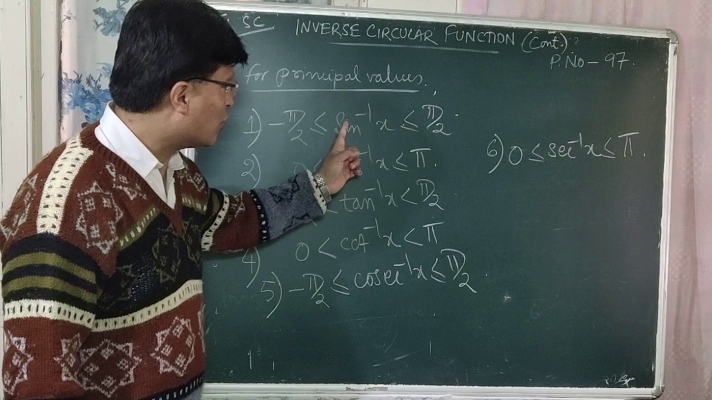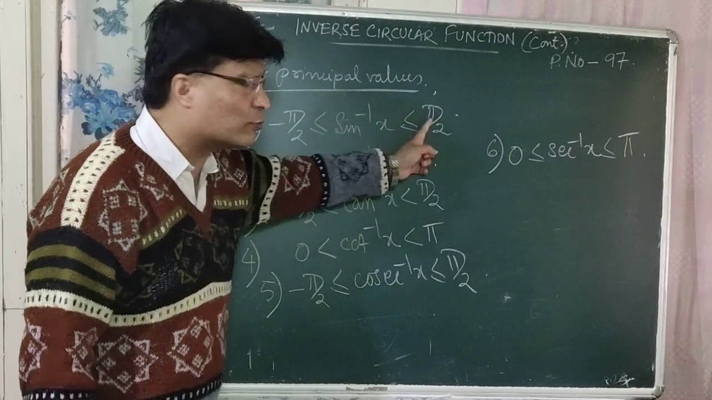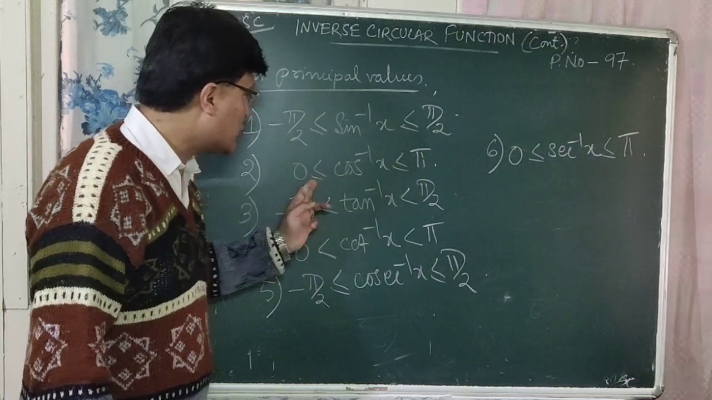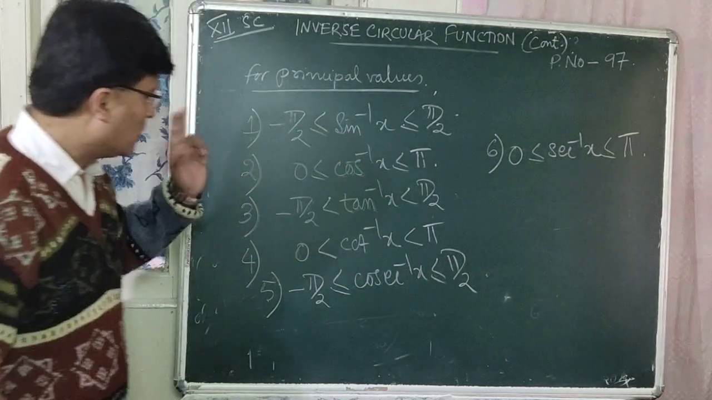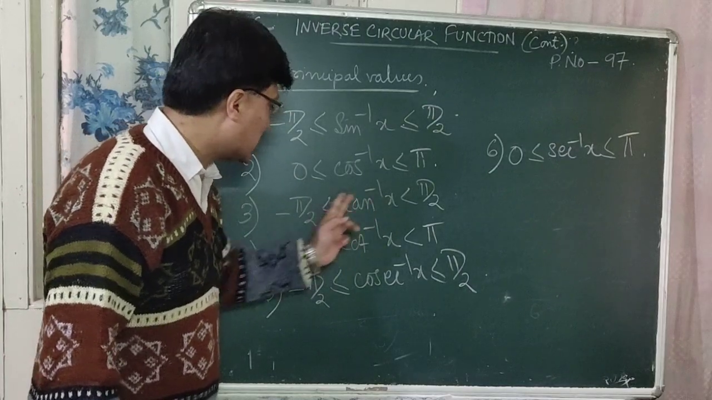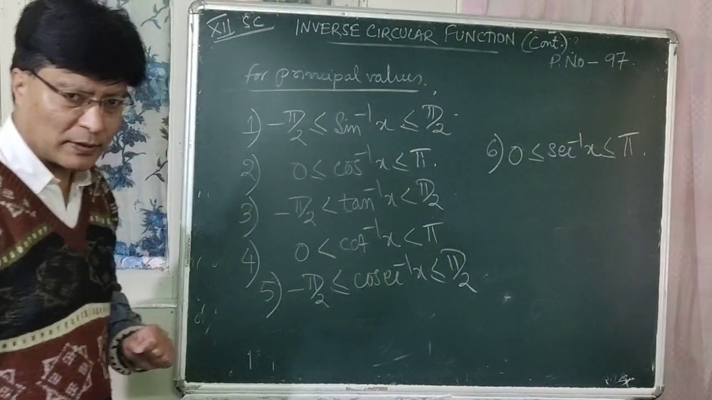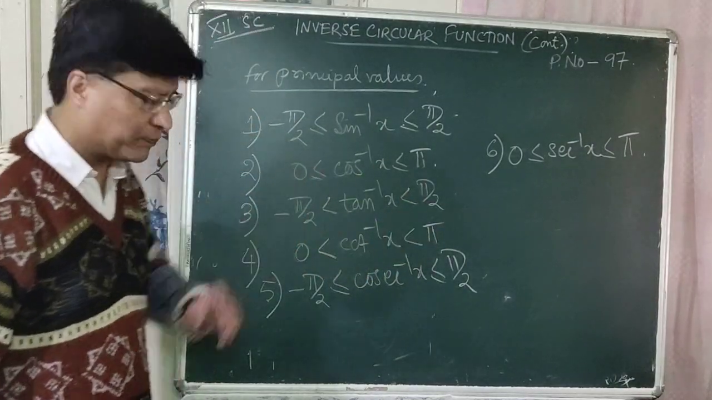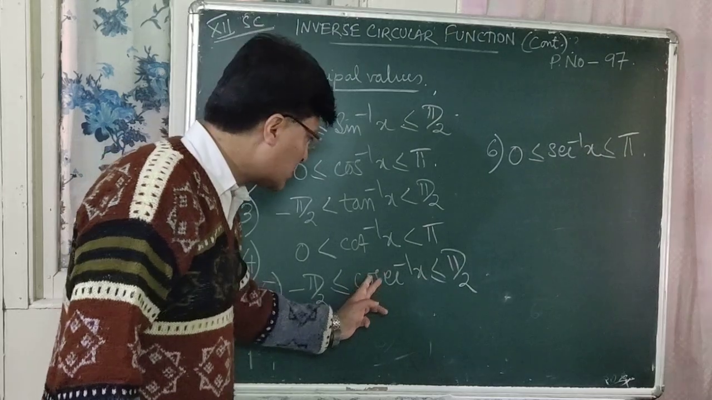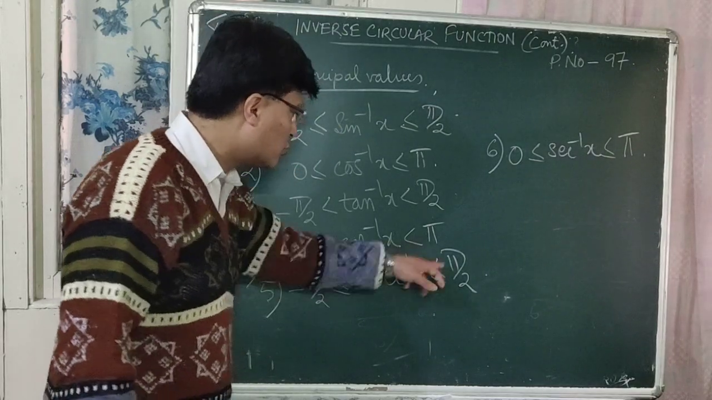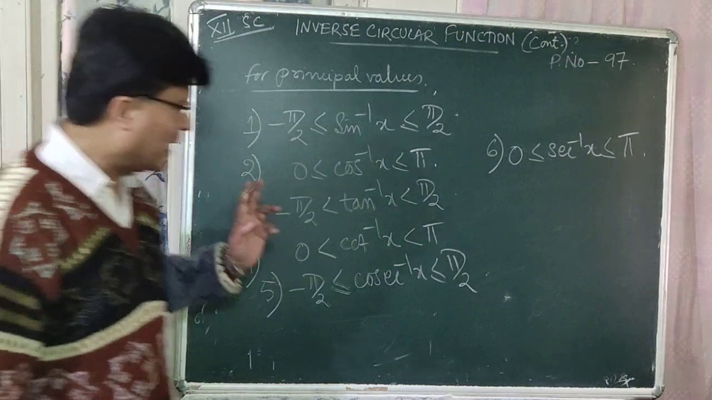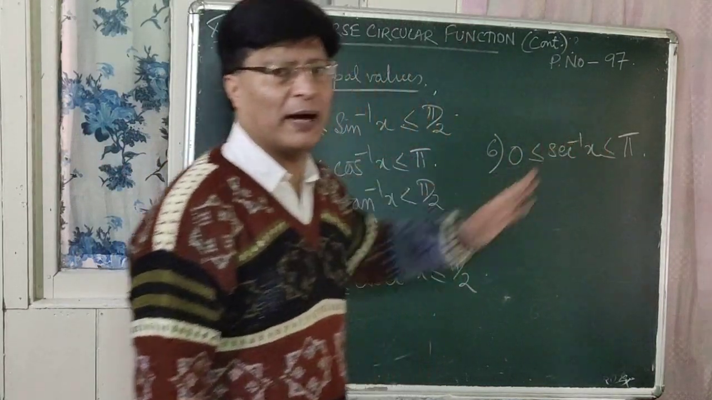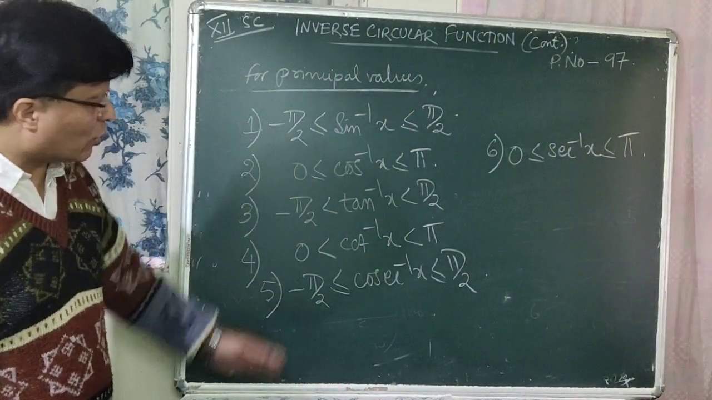The principal value of sin inverse x lies within minus pi by 2 to pi by 2, right? The principal value of cos inverse x lies within 0 and pi. The principal values of tan inverse x lie within minus pi by 2 to pi by 2. The principal values of cot inverse x lie within 0 and pi. The principal values of cosec inverse x lie within minus pi by 2 to pi by 2. And the principal values of sec inverse x lie within 0 and pi. Is that clear? So you can copy it.